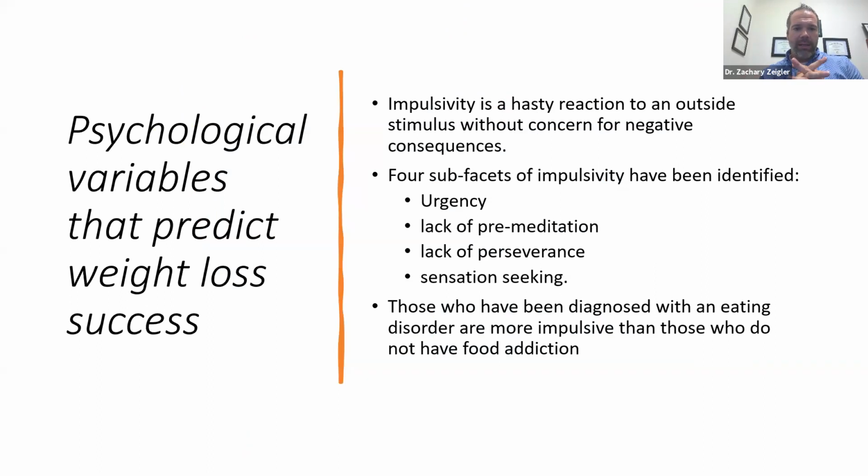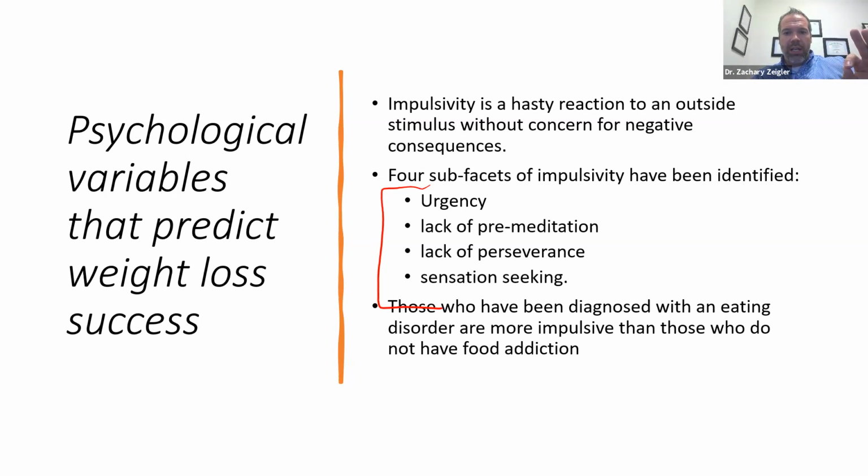Now, let's talk about some psychological variables that predict weight loss success. I'm going somewhere with these variables. Okay. So impulsivity is a hasty reaction to an outside stimulus without concern for negative consequences. If you're more impulsive, you're more likely to binge eat and overeat. If we were to break down what that means to be impulsive, we really have these four sub facets: a sense of urgency.